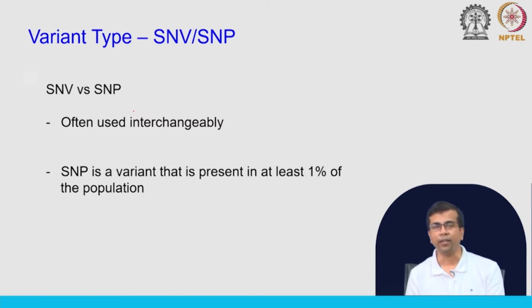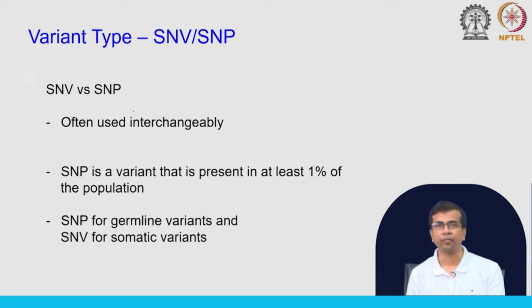But on the other hand, there is another convention. SNP is used for germline variants and SNV is used for somatic variants. So, what are these germline variants and somatic variants? We will discuss that in a moment, in the next slide.